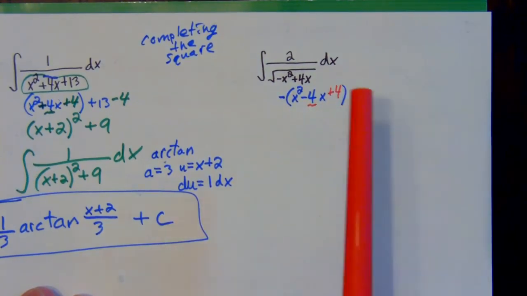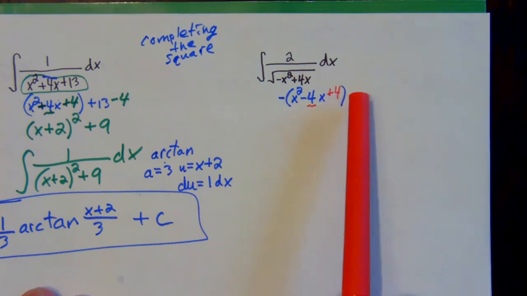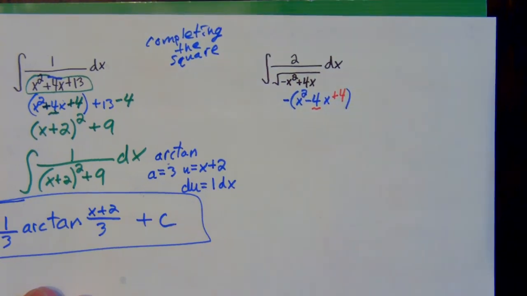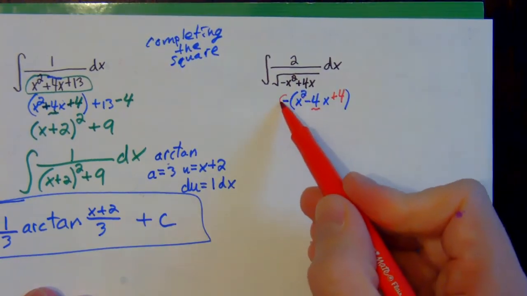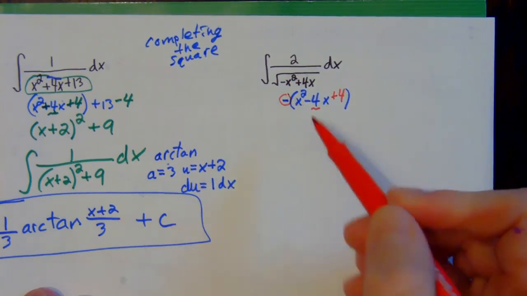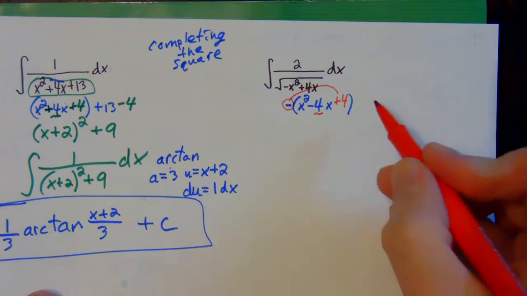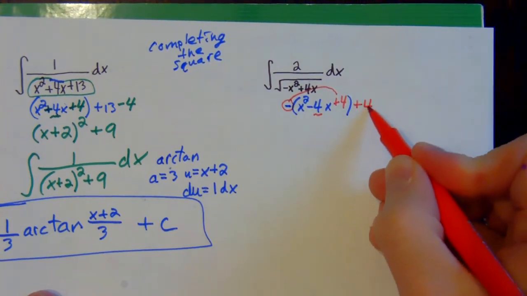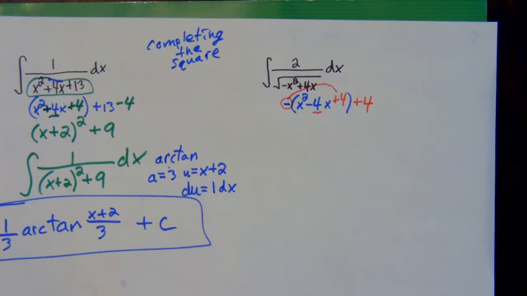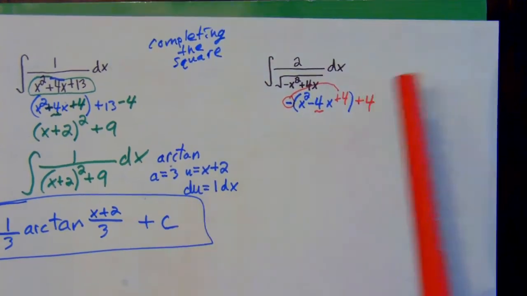Now I know the common mistake is when you put a plus 4 there, you're gonna put a minus 4 right there to compensate for that, but you gotta be careful because you have a minus in front of that parenthesis. So really what you did was a negative 4. So since you did a minus 4, to compensate for that, you gotta put a plus 4. So when it's all said and done, you did a minus 4 plus 4, then you're good.